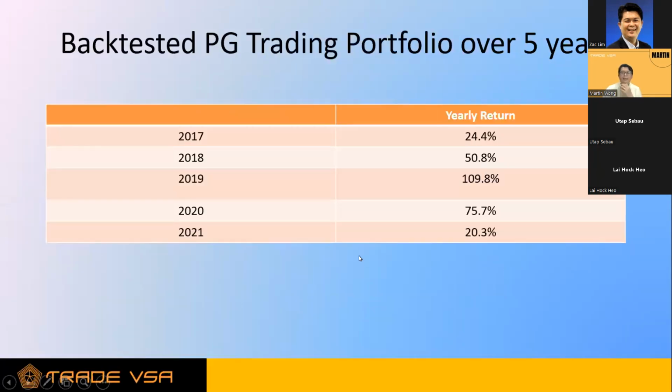Okay, now we've done some back testing. You can see the back tested Pentagon Courier portfolio, and that's what we have been advocating. You can see every year, in 2017, 24% return on a 50,000 portfolio that we trade 4 trades. Okay, 50%, 109%, 75%, and 20% or so.